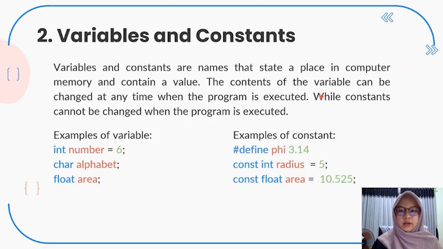If you use a variable in your program, you still can change the value at any time when the program is executed. But if you use constants, you cannot change the value when the program is executed. So that is the difference between variables and constants. These are the examples of variable, and these are the examples of constant. As you can see in the examples of constant, they have a value in it and use a const in front of it.